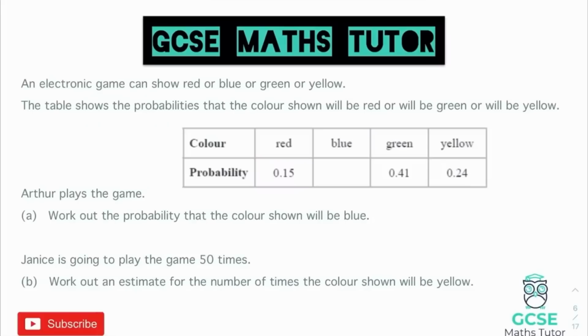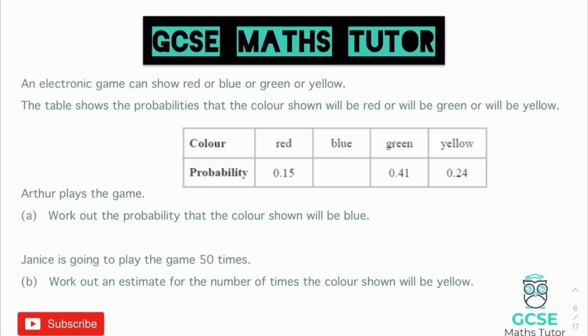Okay, so for this question here, it says an electronic game can show red, blue, green or yellow. The table shows the probability that one of these colours will be shown, but it's missing the probability for blue. Now before I even carry on, I know I'm going to have to work that out, so we may as well go ahead and work that out, but it does say in part A, work out the probability that the colour shown will be blue.